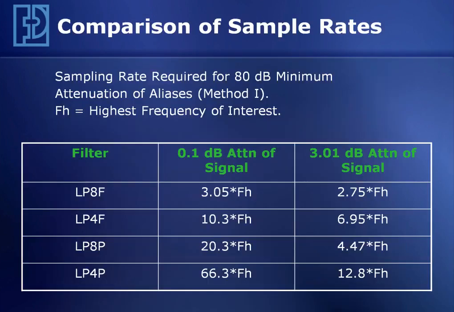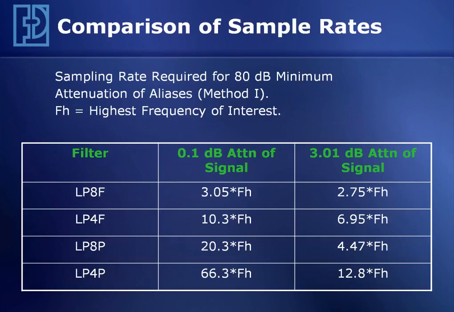Now, this particular chart shows a comparison of sample rates required for different filter types, the LP8F and LP4F, the 8 and 4 pole flat mode filters, and then the 8 and 4 pole pulse mode filters. And you can see from this chart that if we want no more than 0.1 dB attenuation of the signal, it drives a sample rate of 3.05 times the highest frequency of interest. We saw that in the prior slide. For the 4-pole flat mode filter, it drives a much higher sample rate because it's not as sharp, 10.3 times the highest frequency of interest.